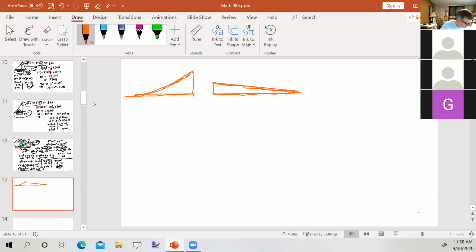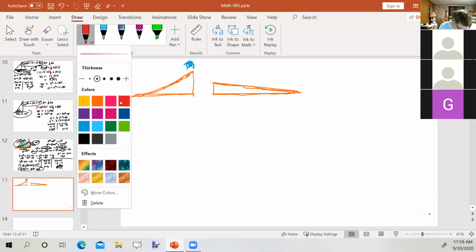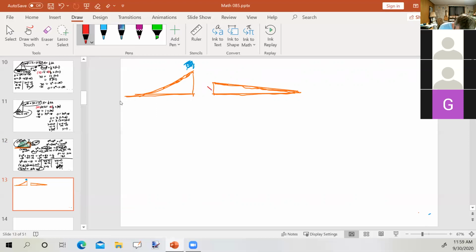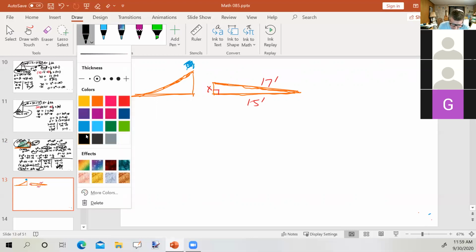All right, so we've got this skateboarder. And he's up here. Here he is, that's my lovely skateboarder. And he's going to land on this ramp. And so the thing on the left is the takeoff ramp. The thing on the right is the landing ramp. And they tell us that this distance is x. This distance is 17 feet. And this distance is 15 feet. This is a right angle right there. Okay. And they want us to find the height of the landing ramp.